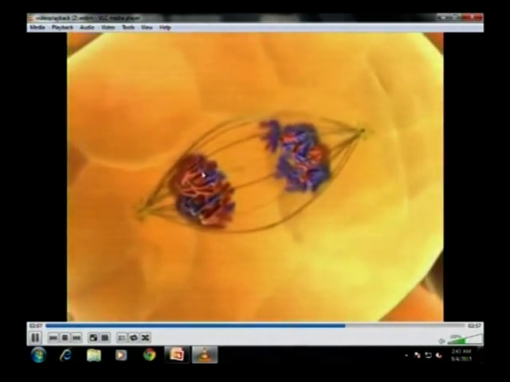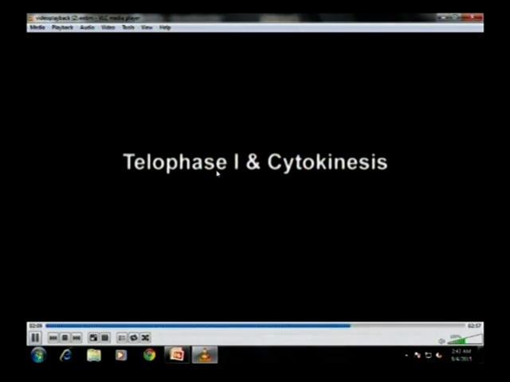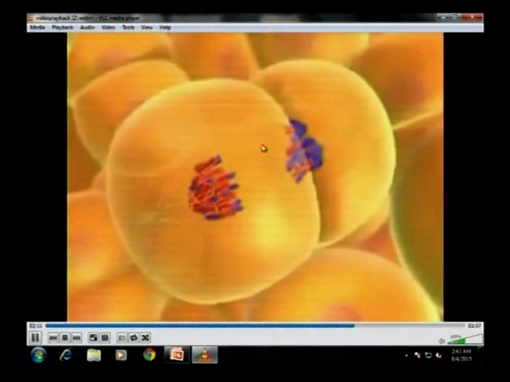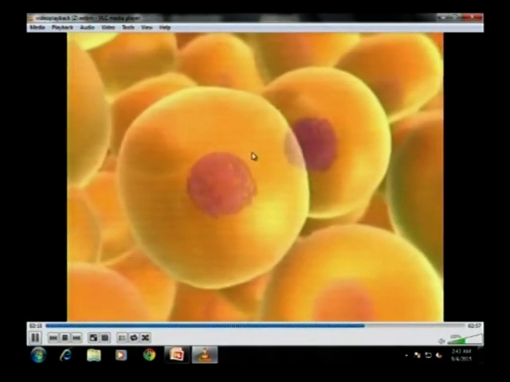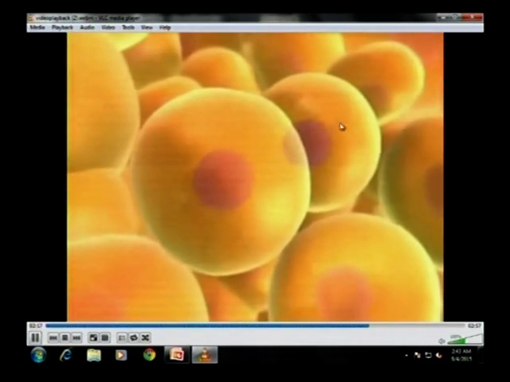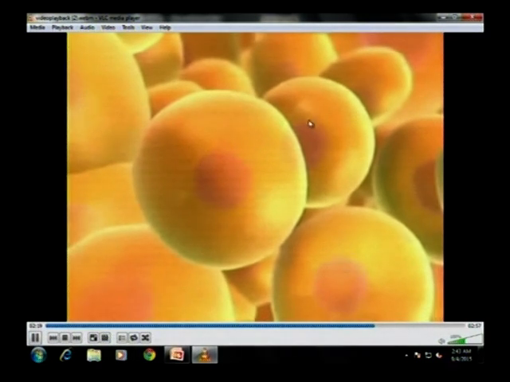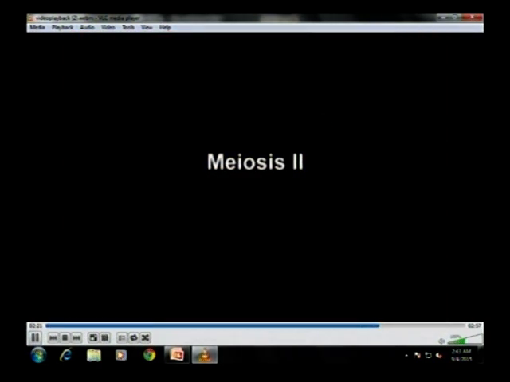During telophase 1 we can see that 2 haploid cells are formed. This is one and this is the second one. These are the 2 haploid cells. This is the end result of meiosis I friends.